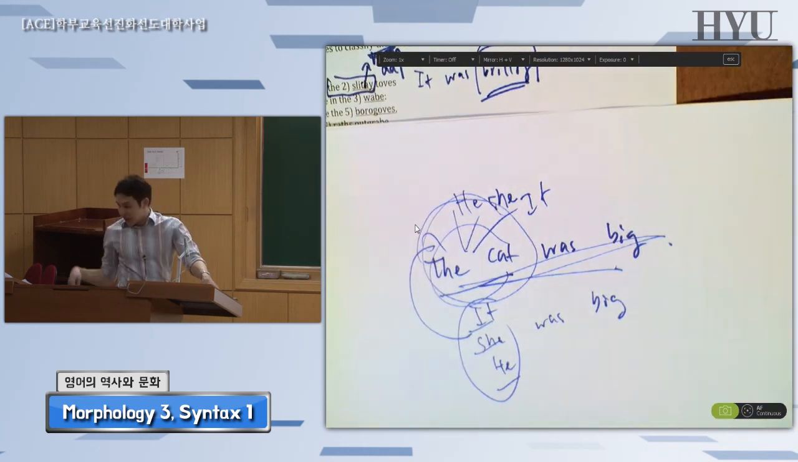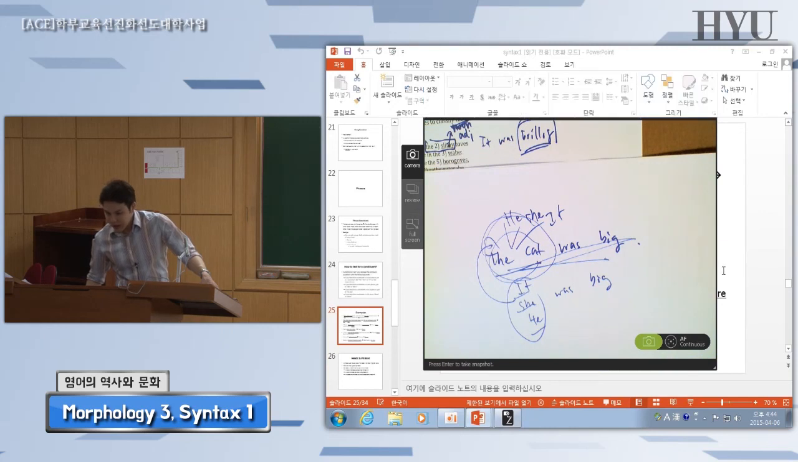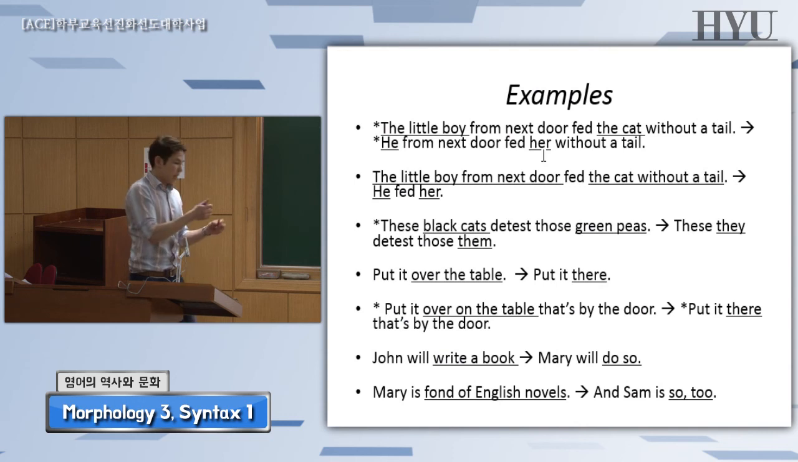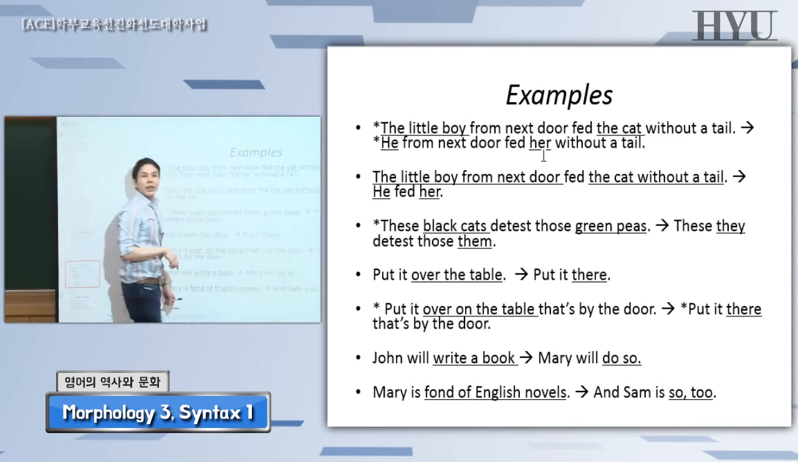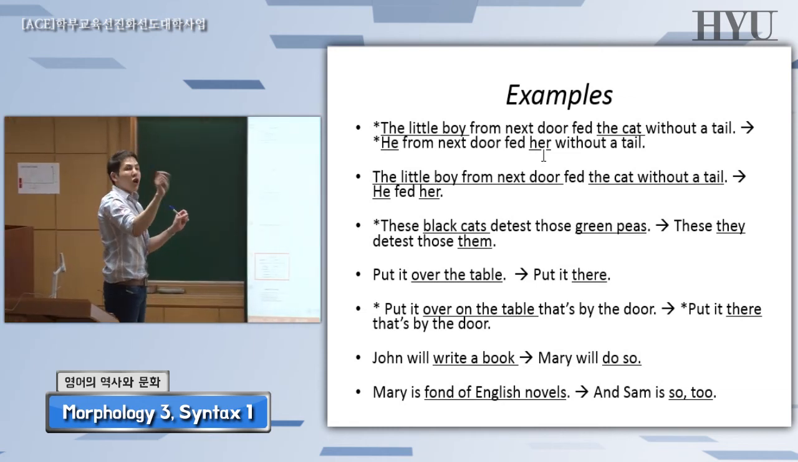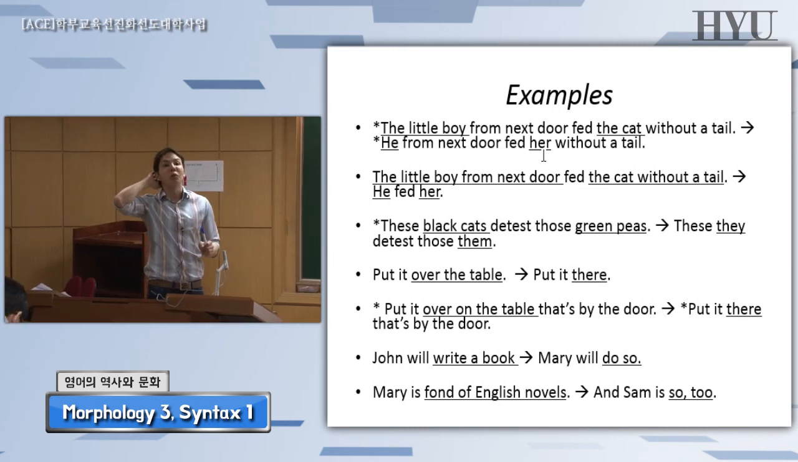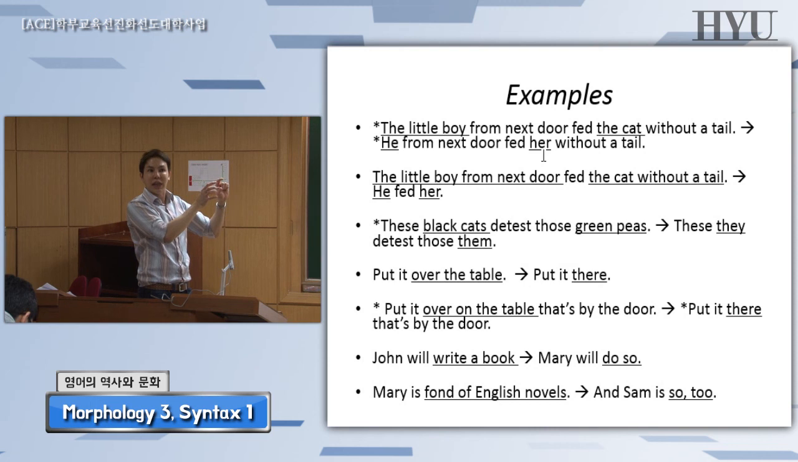But based on the sentence on the slide there, the cat by itself is not a phrase. On the other hand, if I underline the whole thing, the cat without a tail, right? Fed her, fed him, him or her referring to a cat without a tail, that would work. Okay? So based on this sentence, the phrase has to be the cat without a tail, not just the cat.